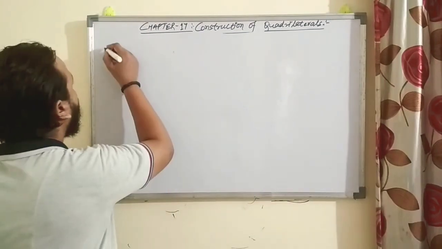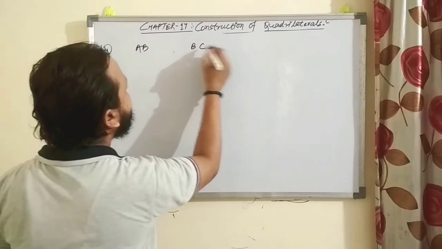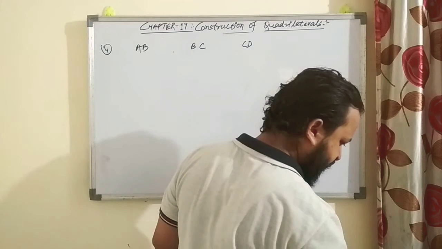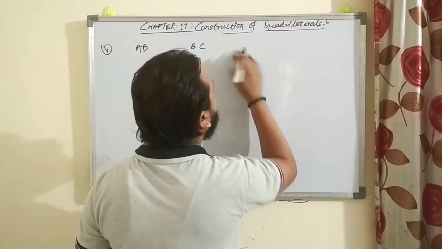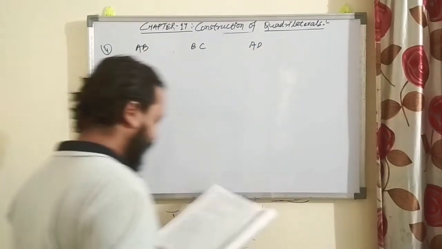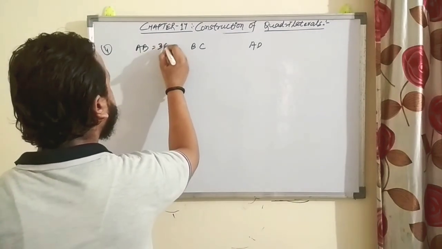So question number 4, AB, BC and AD are given. The length of side AB is 3.6 centimeter.